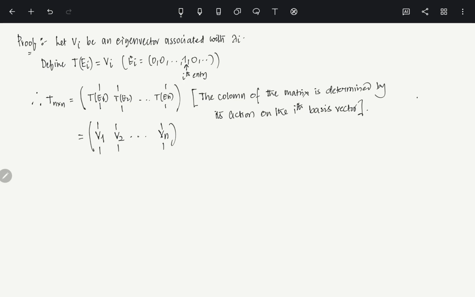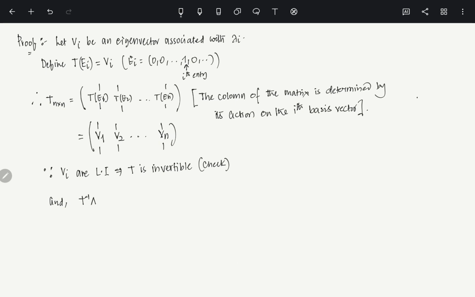Now you see, these V1, V2, Vn are linearly independent. Why are they linearly independent? Because the lambda i's are real and distinct. Okay, so since the Vi's are linearly independent, that will imply that T is invertible. This is very easy to check. If you do not know that, please check this. Okay, T is invertible.